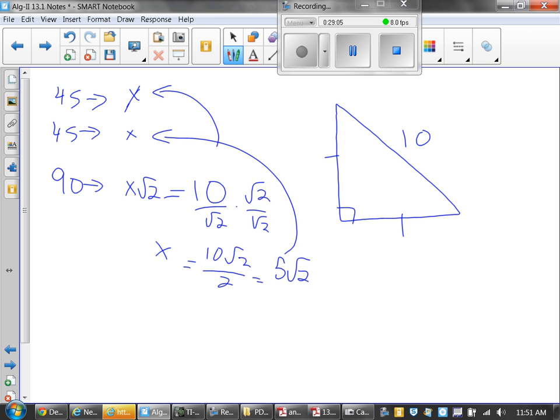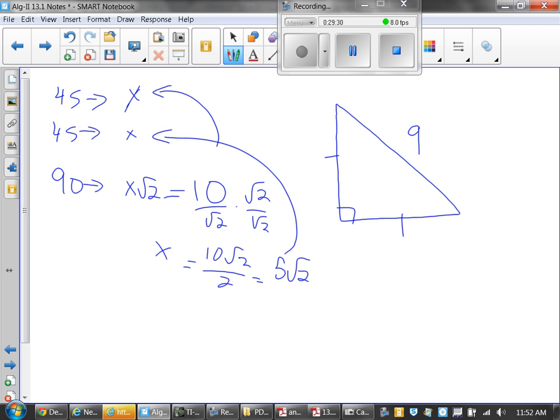Wasn't there a shortcut to this? There is. Cut it in half and slap a root 2 next to it. Seriously. If it's 100, what are the other sides? 50 root 2. If it is 9, what are the other sides? 4.5 root 2. We okay? Yeah. All right.